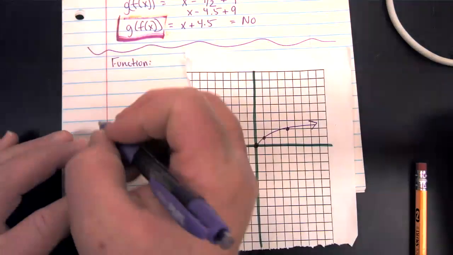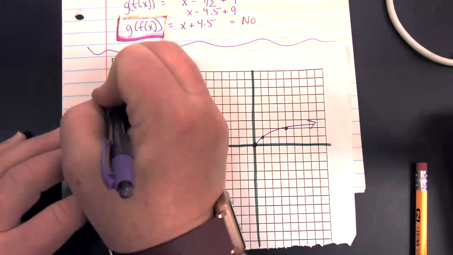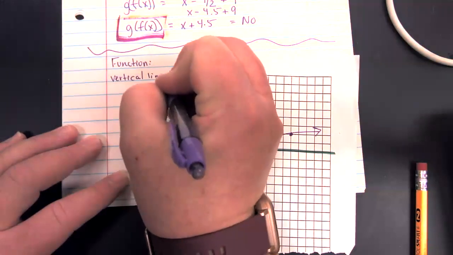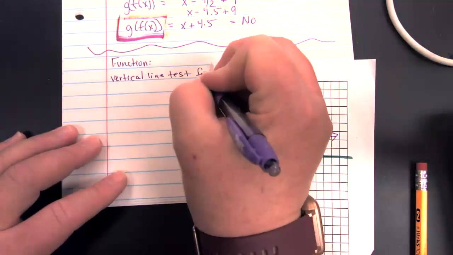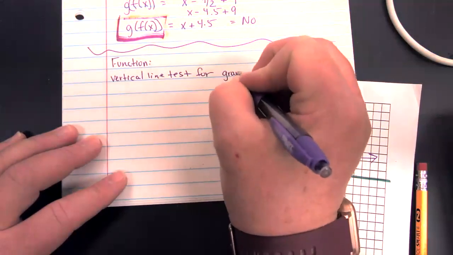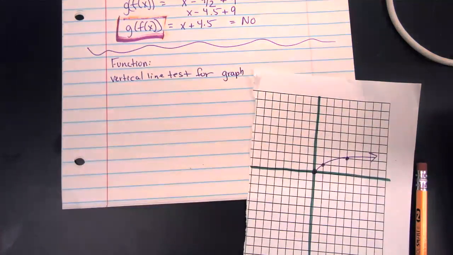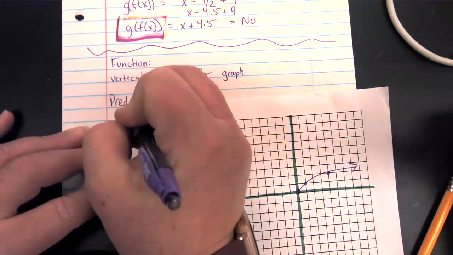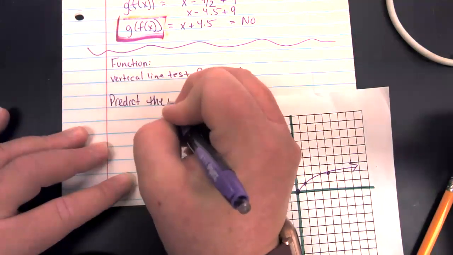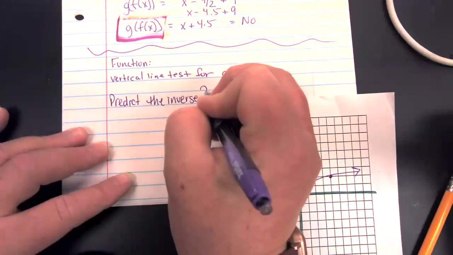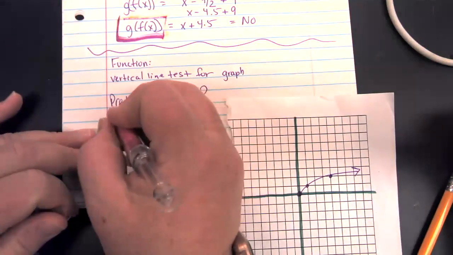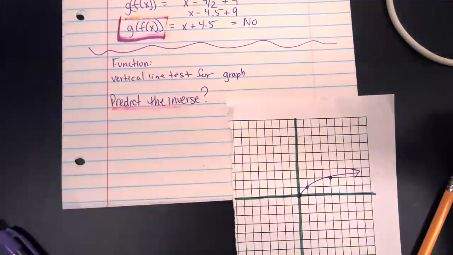Okay, so vertical line test for a graph. Okay, you can do that when you have a graph in front of you, but what do you do to predict the inverse? Okay, so will the inverse be a function? Well, how do you do that?